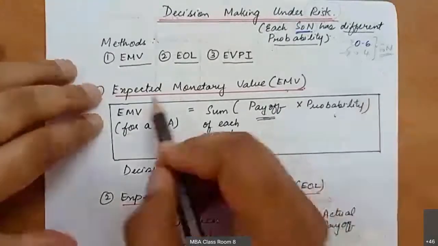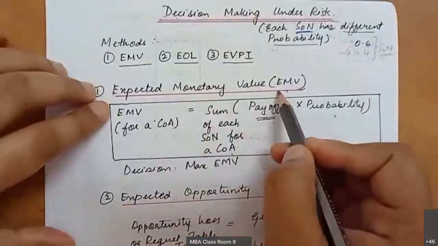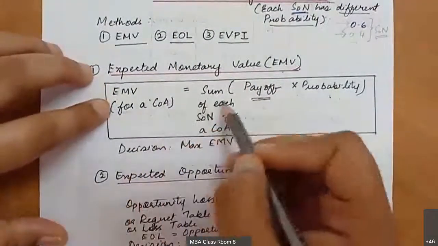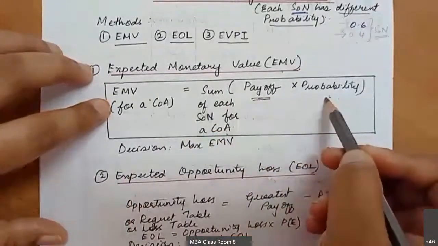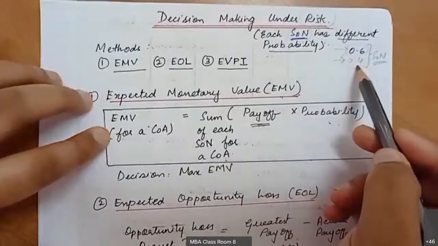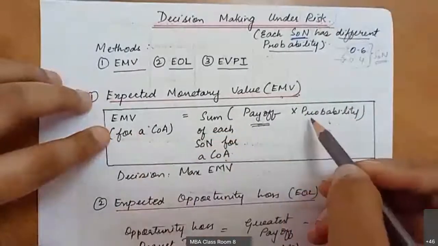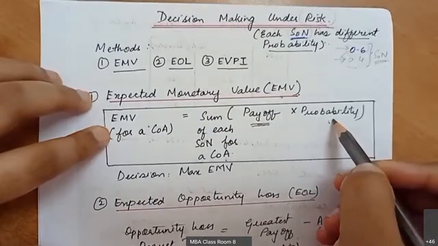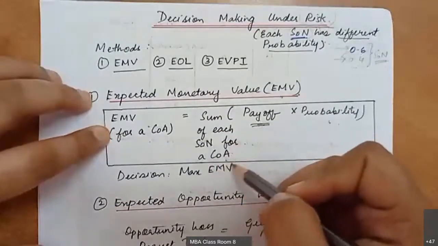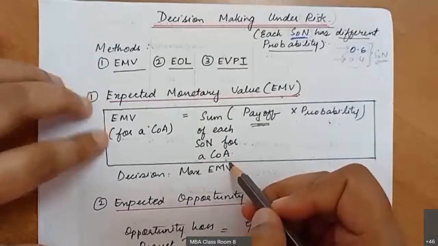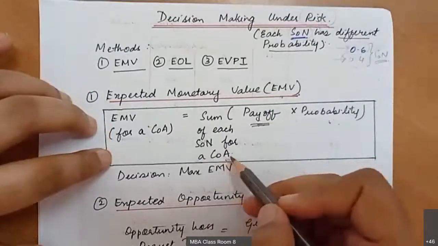The first one is expected monetary value, called EMV. What is the formula for that? EMV is equal to payoff into probability. We already know that if it is risk, we know the probabilities. So for EMV, we are multiplying payoff into probability for a specific COA. What is COA? COA means the different strategies, course of action.